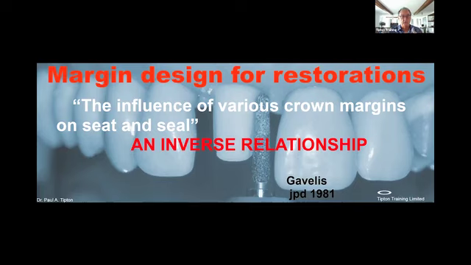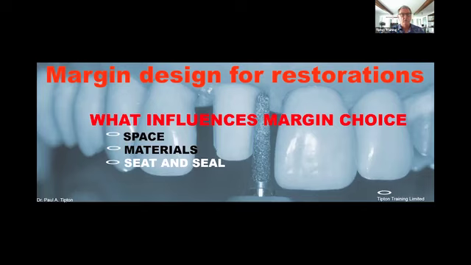Now, what we should understand is that there is an inverse relationship between seat and seal. So that the best seat gives you the worst seal. The best seal gives you the worst seat. So we have to understand, when do we need to choose the best seat? When do we need to choose the best seal? So that's also our third reason for choosing a margin. We have to make a decision. We have the best seat, worst seal, best seal, worst seat, or we go for an average seat and average seal, which is probably what we do most of the time.